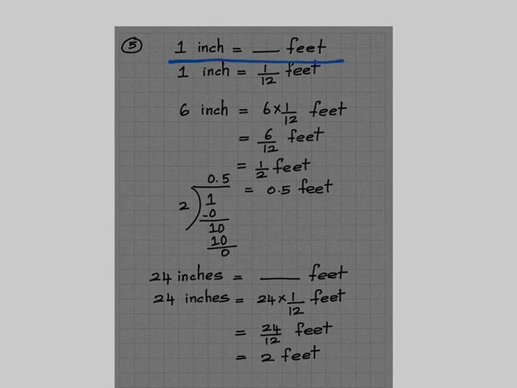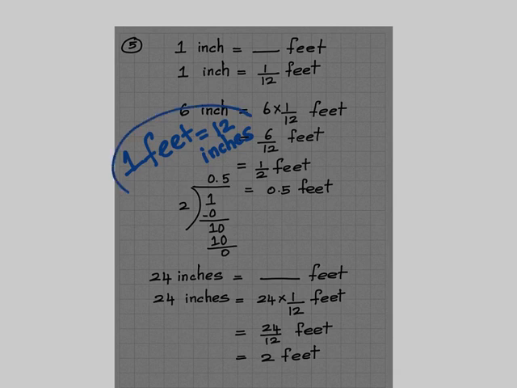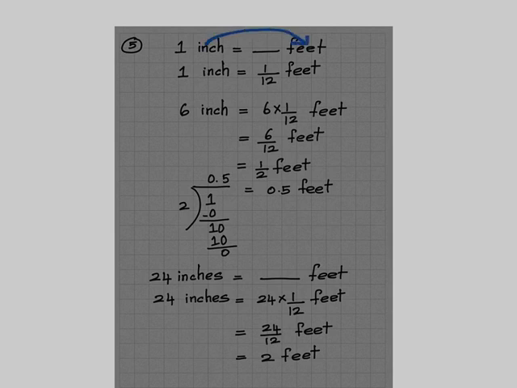1 inch equals dash feet. You should know that 1 foot equals 12 inches. 1 foot has 12 inches. So to convert inch to feet, 1 inch equals 1 by 12 feet. So when you have to convert inch to feet, you have to multiply with this fraction 1 by 12.